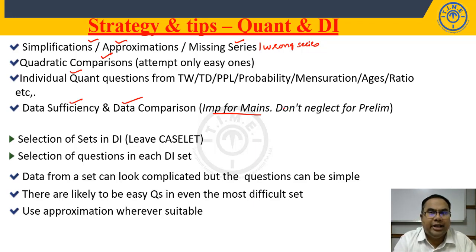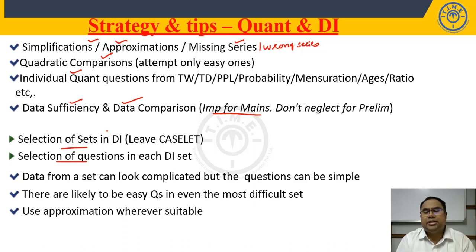Now when it comes to DI, there are 2 important things. One, selection of sets. Second, selection of questions. These 2 are very important. When you spend some 3 to 4 minutes in DI, first of all you have to decide which set you are going to attempt, whether table, bar graph, pie chart or line graph. Whichever set you are comfortable and confident with, start with that set.